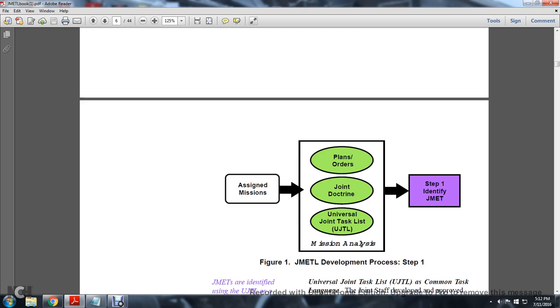Figure 1 shows an assigned mission going into mission analysis, with plans, orders, joint doctrine, and the Universal Joint Task List as inputs for the mission analysis. Your assigned mission goes into plans, orders, joint doctrine, and the Universal Joint Task List, and then into step 1, identifying the joint mission essential tasks.